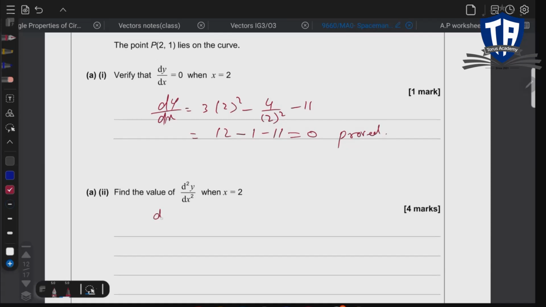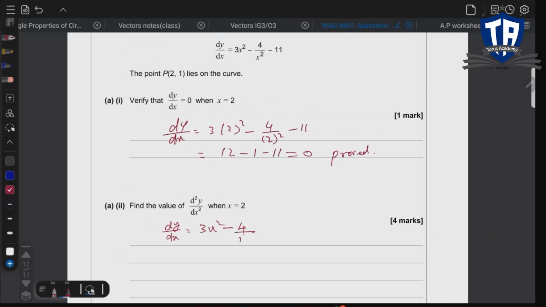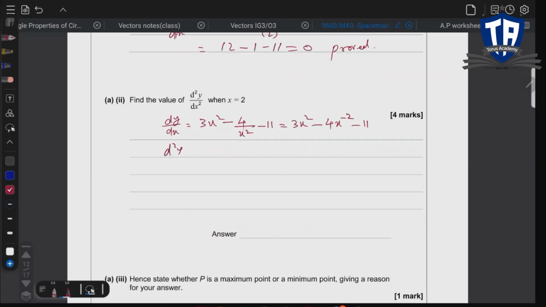Next part, take the double derivative of the function. Again the derivative is 6x, minus minus 2 times 4 is 8, x to the power minus 3, and 11 is a constant number, and the derivative of a constant is 0. We put the value of x in the second derivative, which is 6 into 2 plus 8 over 2 cubed. 12 plus 1, the answer is 13.